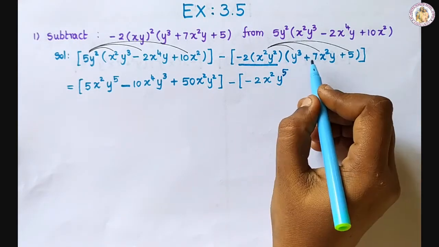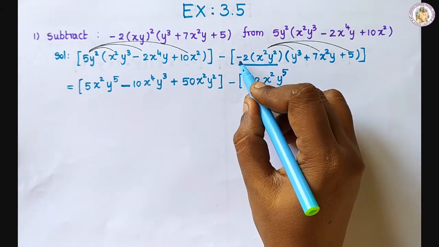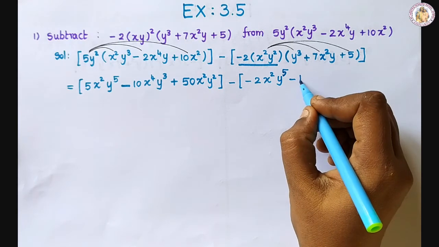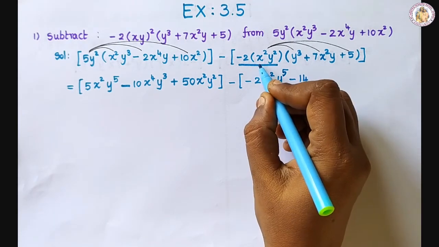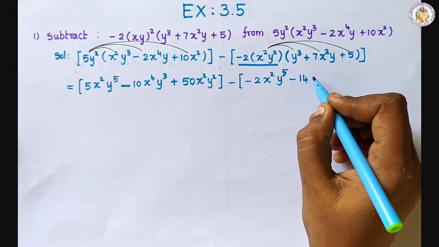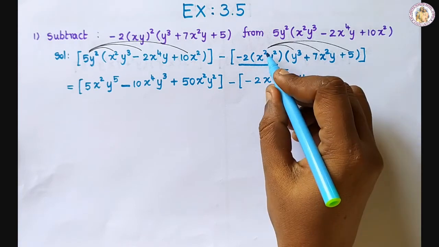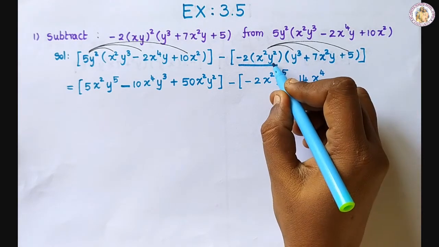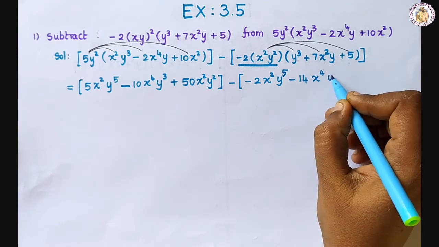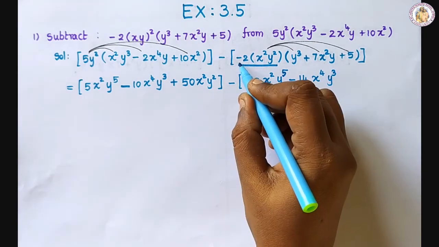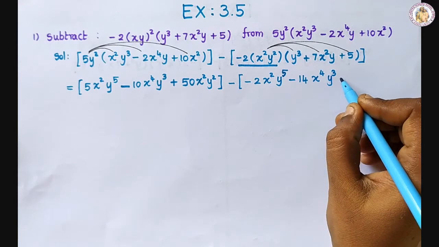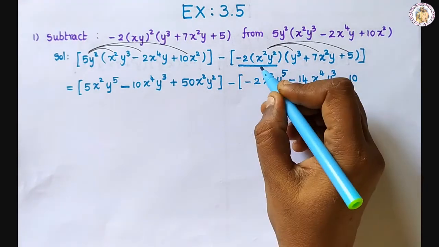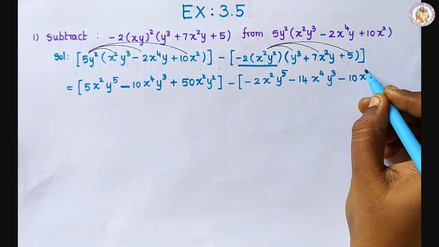Next term, multiply with next term, minus into plus, minus 2 sevens of 14, x squared into x squared, base equal, add the powers, 4, y squared into y, that is y cube. Minus into plus, minus 2 5s are 10, x squared y squared.